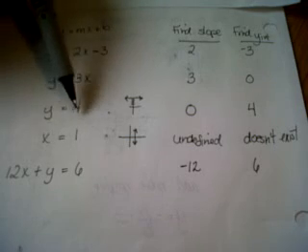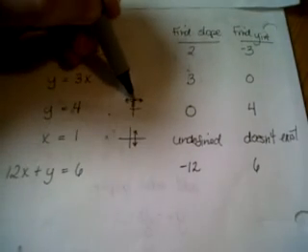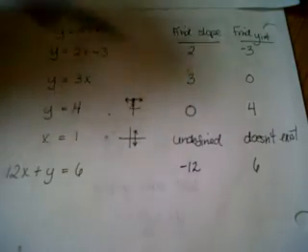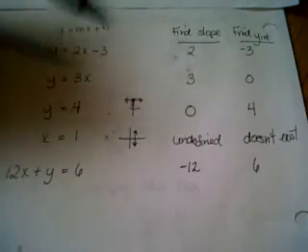Another way to look at this is I remember this is a horizontal line. Horizontal lines always have slope of 0, and the y-intercept is where I cross the y-axis. If it helps you, draw a little picture, crosses at 4. So slope was 0, y-intercept was 4.